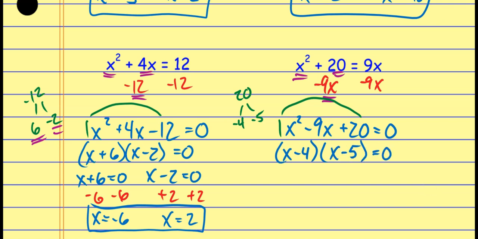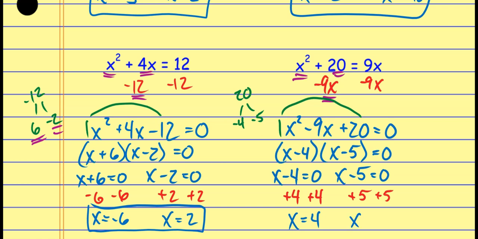And now I set each factor equal to 0. X minus 4 equals 0. X minus 5 equals 0. And I solve each. Here I add my 4. Here I add the 5. And there's my 2 answers.